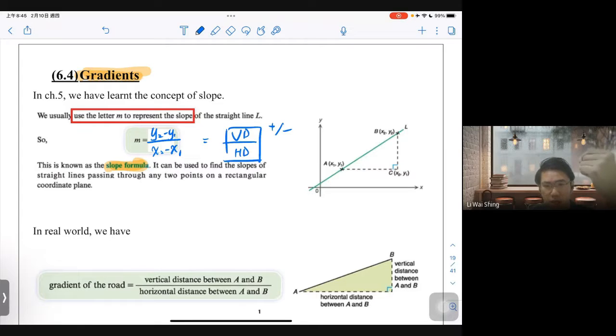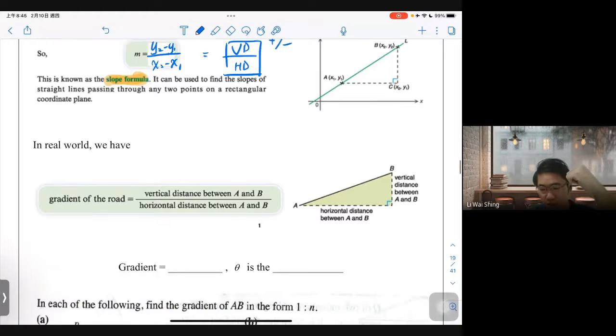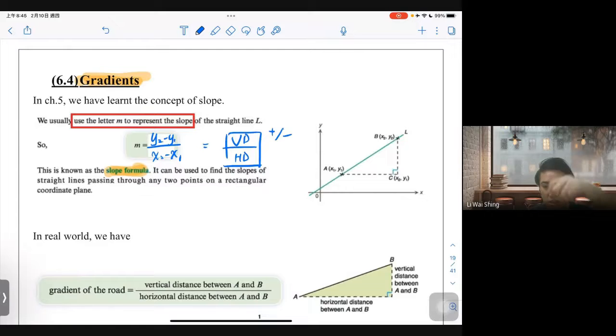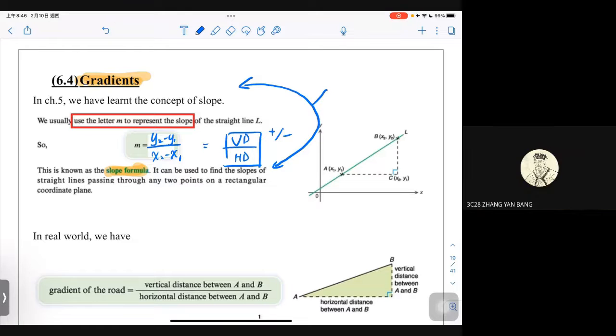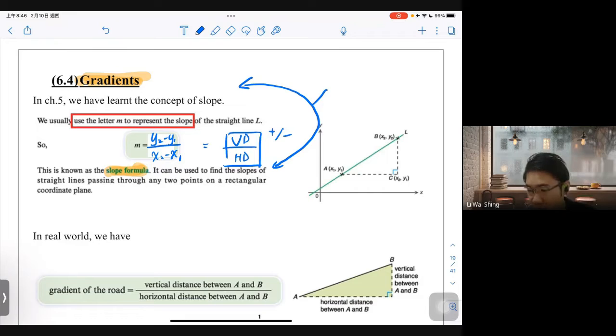Okay, I remember I explained the difference between gradient and slope before. What are the differences? Kenny, gradient and slope, what differences did we talk about before? Do you remember? You don't remember. Does any student remember? Gradient and slope are both vertical distance over horizontal distance, so what's the difference? Is it that gradient can't be negative? Yeah, gradient is always positive.